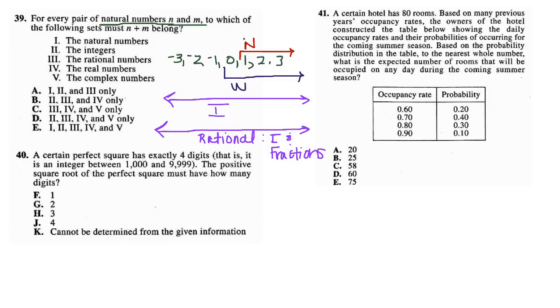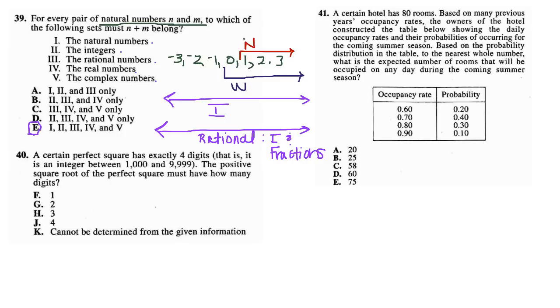So if we have a natural number, well, that's in the set of natural numbers, yes. It's also in the set of integers. It is a rational number, a real number, yeah, and a complex number. So it really fits all of those. So that's going to be answer choice E. Natural numbers are the most basic numbers we would have to work with.